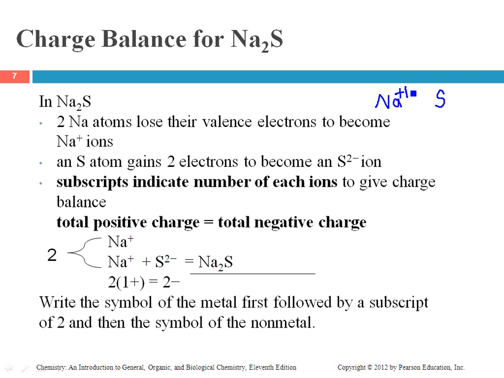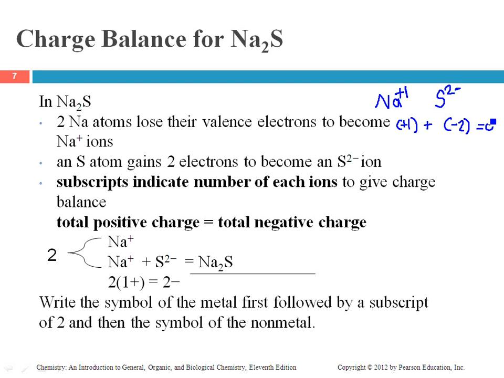For sulfur, it's in group 6. So it needs 2 more. It needs to gain 2 electrons to have a stable octet. And so it has a 2- ionic charge. Okay, and so how are these going to combine? What's our formula going to look like? All we know is that we have a +1 charge, and we have a -2 charge. And we know that these have to equal 0.